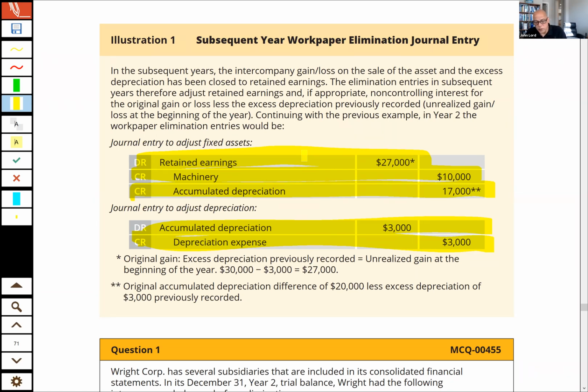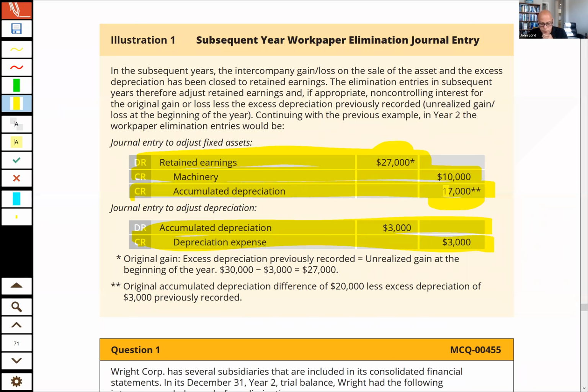But for 10 years, you're doing this, and this is being adjusted by 3,000 each year as you go along. And over 10 years, we would have taken the full 30,000 of the intercompany profit out of the retained earnings, and we're done at that point. Right. Thank you, Professor.